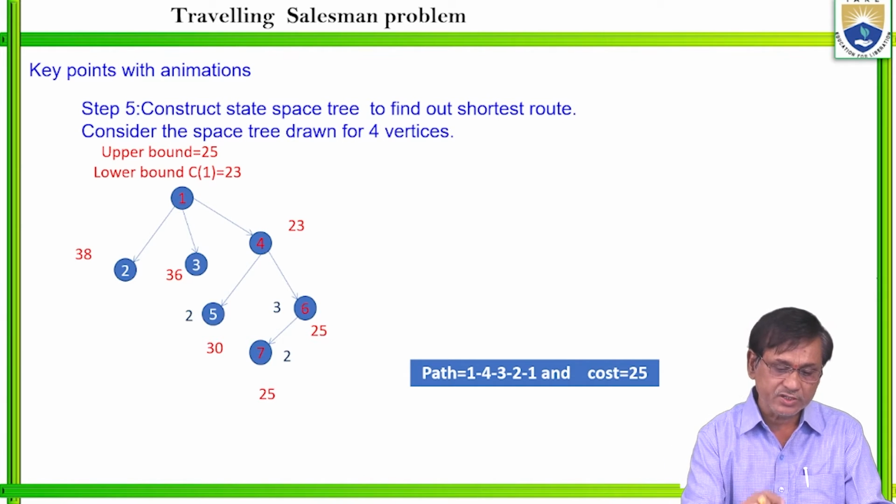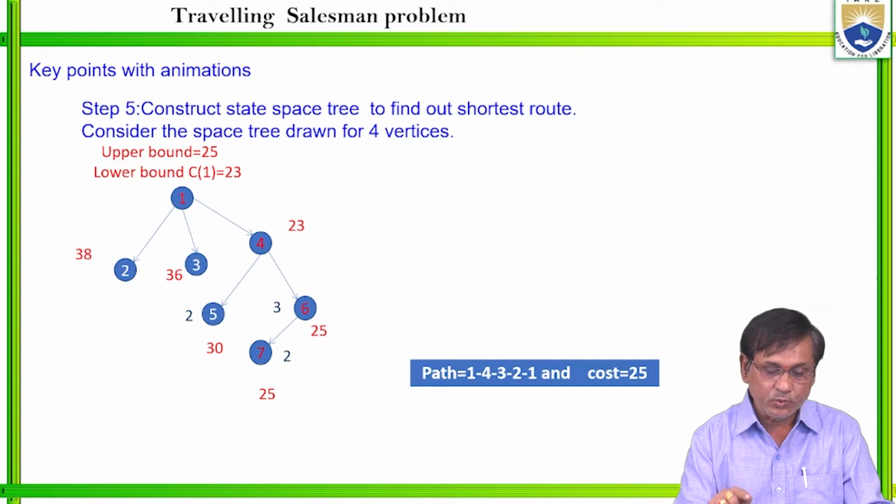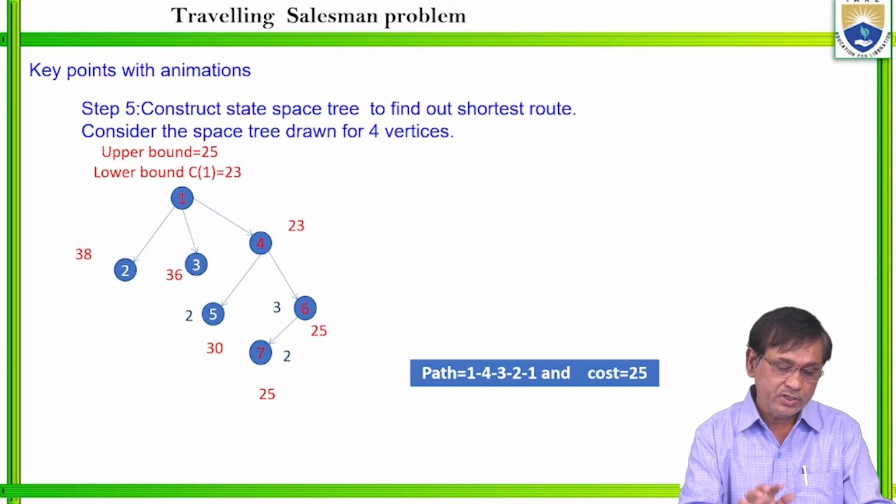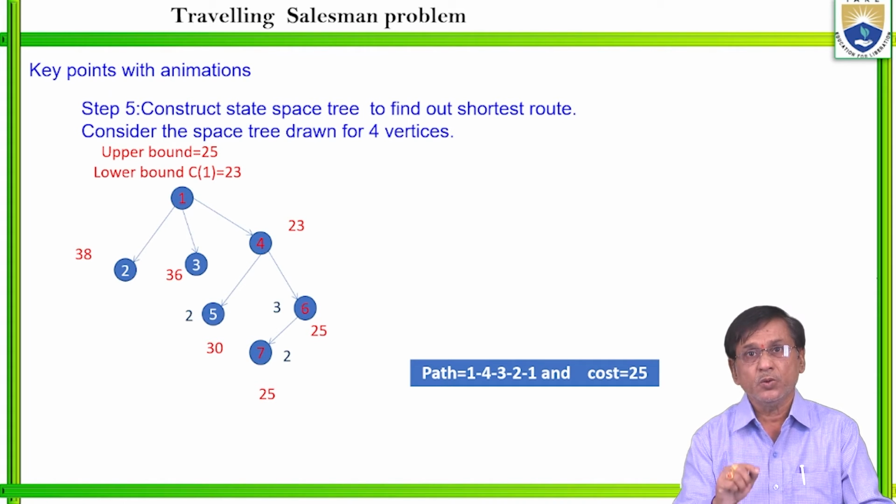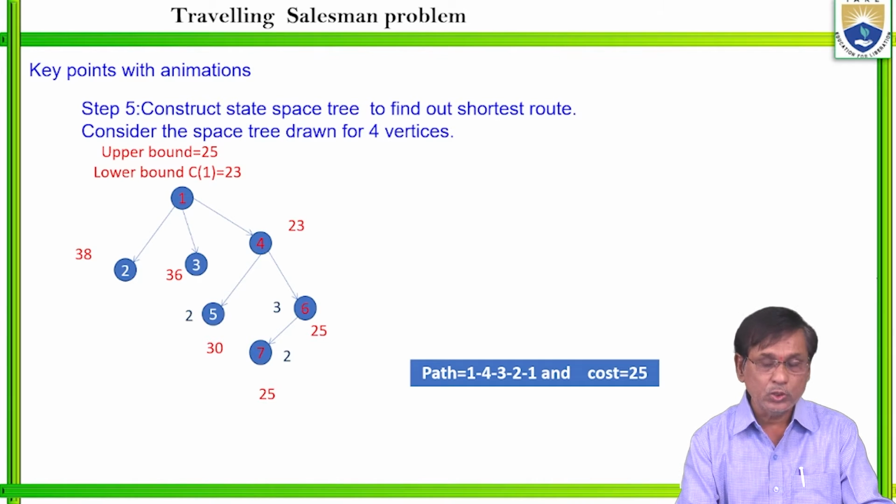So here the salesman starts from the starting point 1, that is city 1, and then he can go from 1 to city 2 or city 3 or city 4. Now we have to find out the cost corresponding to node 2, node 3 and node 4. So first we have to calculate the cost of node 2.